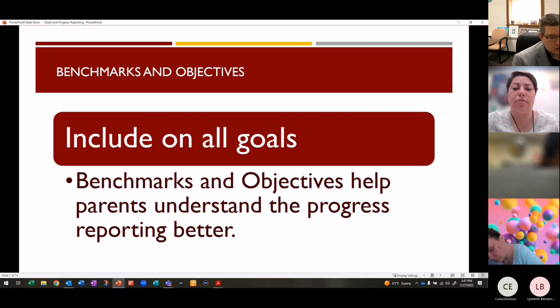And by doing the thinking about it when you're writing the goal in those benchmarks or objectives, it takes away all the stress of when you're doing progress reports of having to think through, now what would be appropriate for this student? What would be appropriate has already been determined, and now you just have to connect the dots instead of draw the dots.